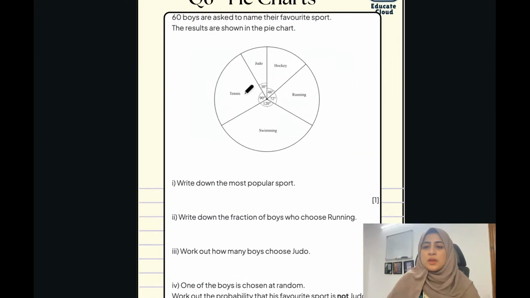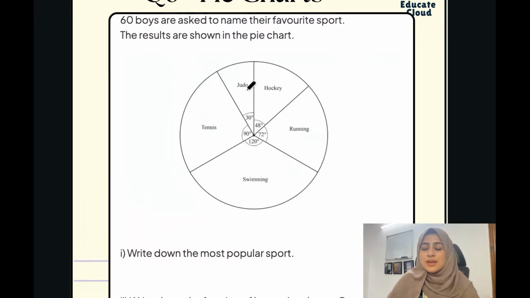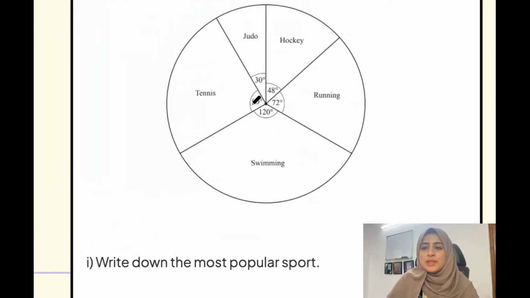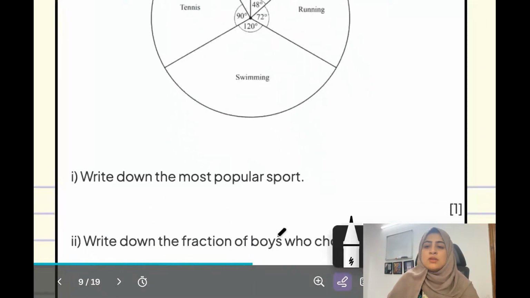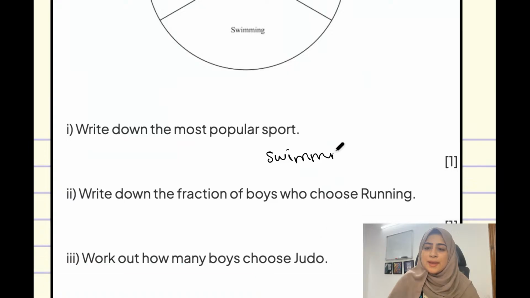Okay. Now, next part, it says 60 boys are asked the name of their favorite sport. The results are shown in the pie chart. So what's the most popular sport here? Well, we can see it's swimming, because that's got the largest sector. So the most popular sport is swimming.